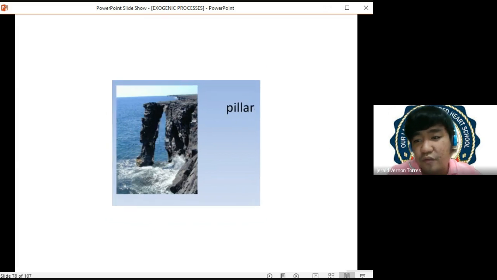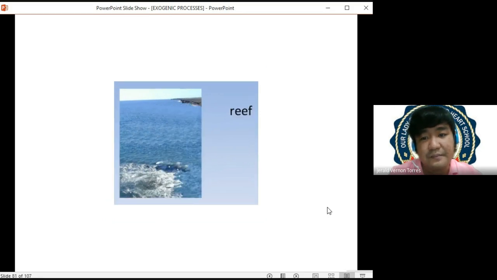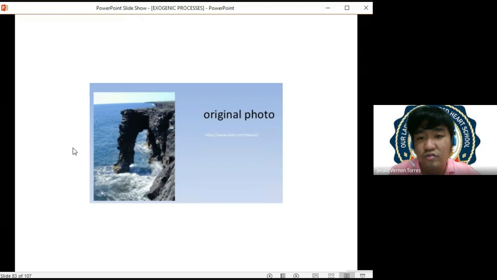From the arch, we can form what we call a pillar. Then from the pillar, we have a stump, and drift. The reef is just underwater. And there can also be total coastal retreat. So over time, this coastal rock can be eroded. We have what we call coastal retreat, and it cannot be avoided, especially with wave action across waters.